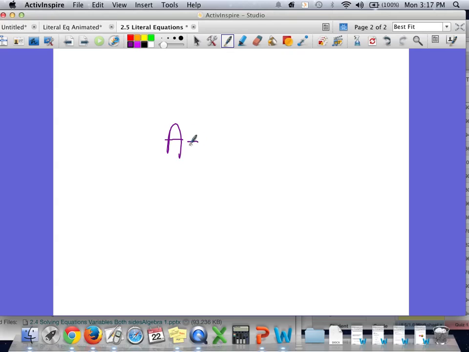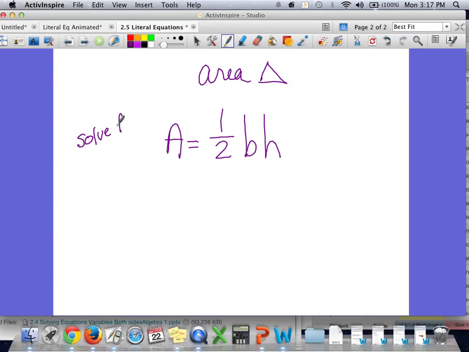Area is equal to 1/2 base times height. This is the area of a triangle. Okay, you will be talking about that a lot in geometry. And they say on this one, let's say solve for B. We want to focus on the side where the B is and circle it. Everything else needs to move.